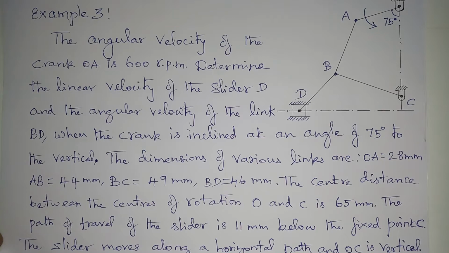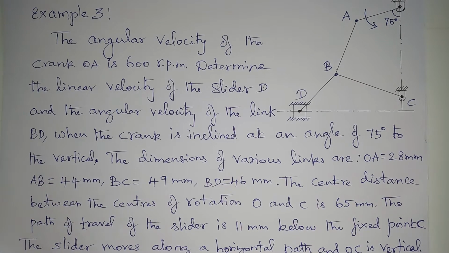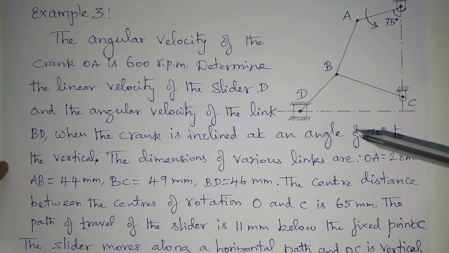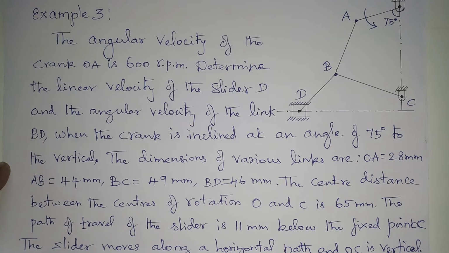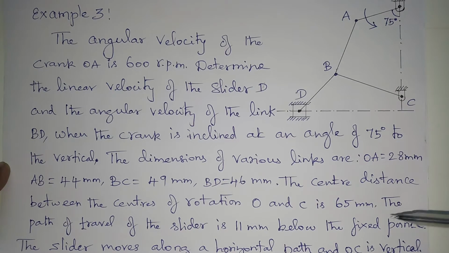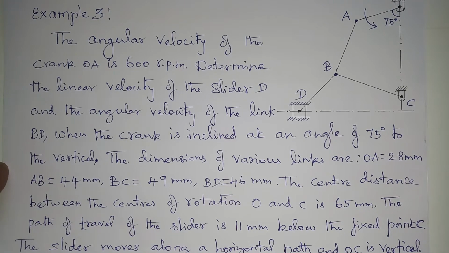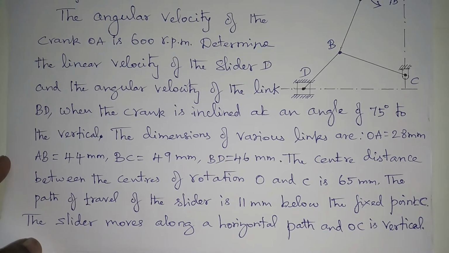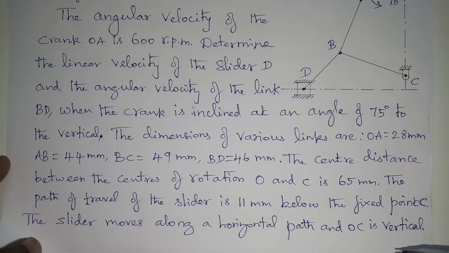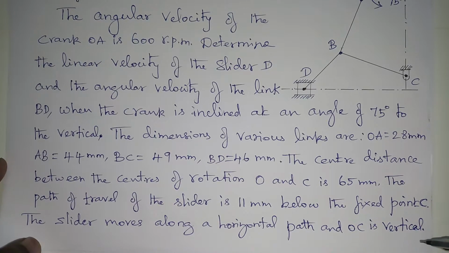When the crank is inclined at an angle of 75 degree to the vertical, the dimensions of various links are OA equal to 28 mm, AB equal to 44 mm, BC equal to 49 mm, BD equal to 46 mm. The center distance between the centers of rotation O and C is 65 mm. The path of the travel of the slider is 11 mm below the fixed point C. The slider moves along the horizontal path and OC is vertical.